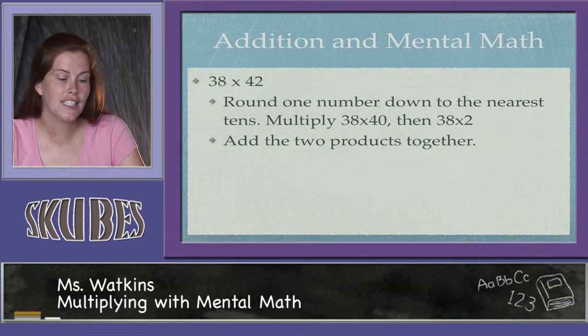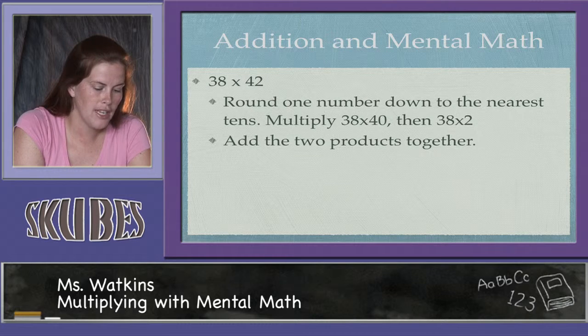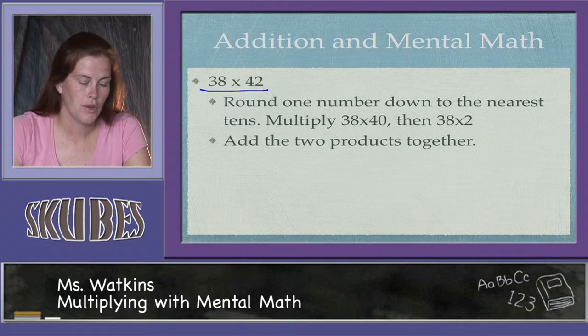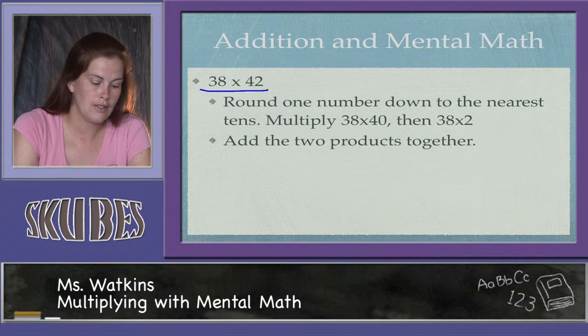Okay, using addition in mental math. Let's look at the problem 38 times 42. One strategy I can do is to round one number down to the nearest tens. So I'll take this 42 and I'll round it down to 40.